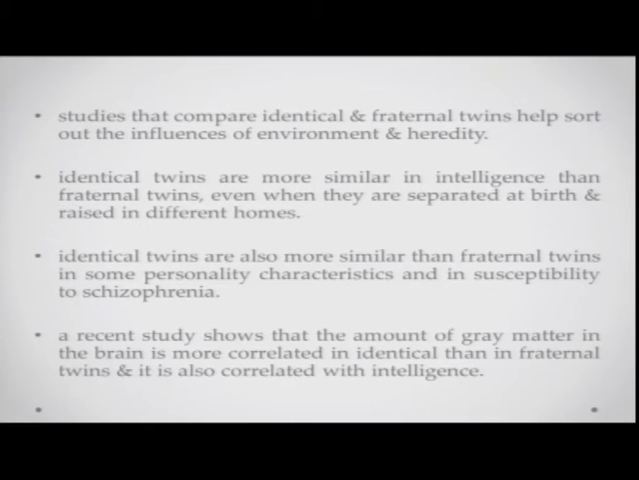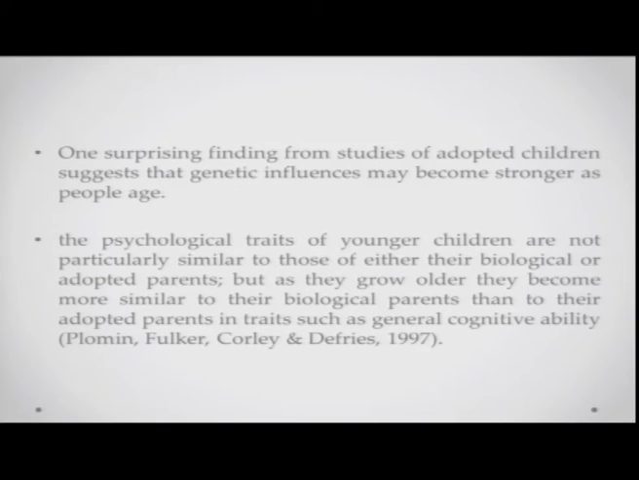Identical twins are also more similar than fraternal twins in some personality characteristics and also in susceptibility to things like schizophrenia. A recent study has shown that the amount of gray matter in the brain is more correlated in identical twins than in fraternal twins, and also there is a correlation with the overall intelligence. So, if you look at all of these kinds of evidences that have accrued from studies of identical twins versus studies of fraternal twins, this tells you that biology is playing a very important role in how individuals are actually shaping out to be.